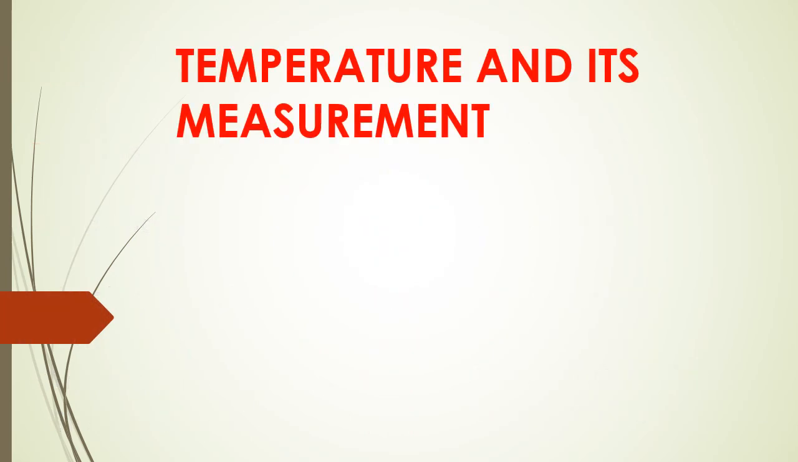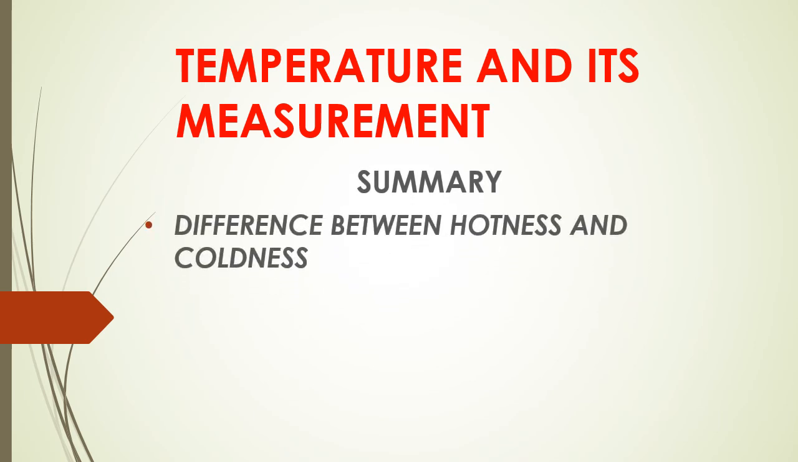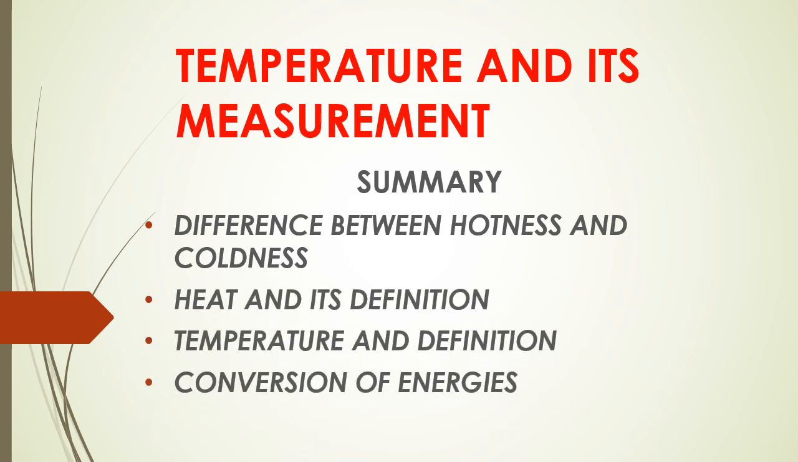By this you might have learned about the difference between hotness and coldness. Temperature is a degree of hotness or coldness. Heat is a form of energy which will travel from a body at a higher temperature to a body at a lower temperature, and all the energies can be converted from one form to another form based on the law of conservation of energy. Have you understood, children? Have you followed well? I think you have all followed well.